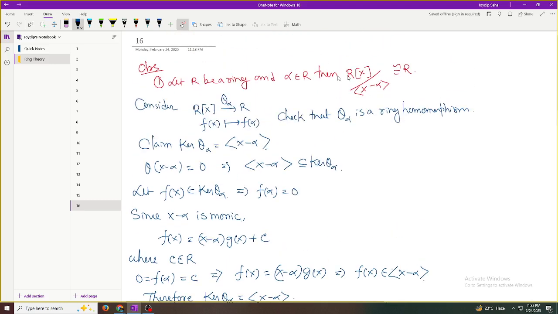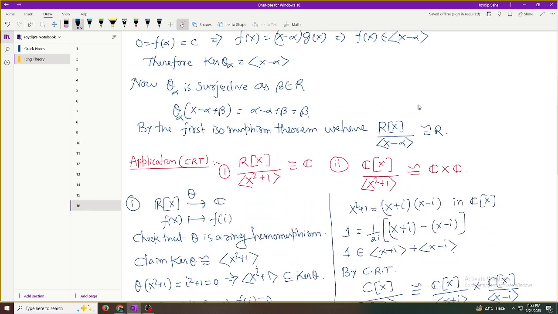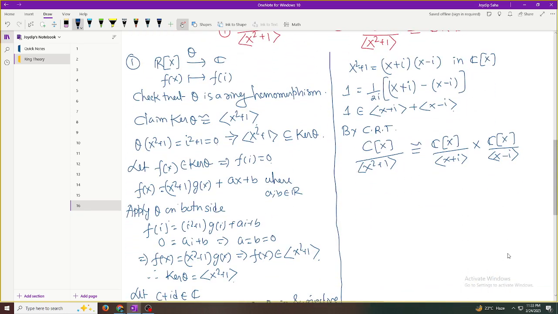R[x] quotient x minus alpha, where R is any ring, is isomorphic to R. So that is isomorphic to C, that is isomorphic to C. Okay, as a ring.